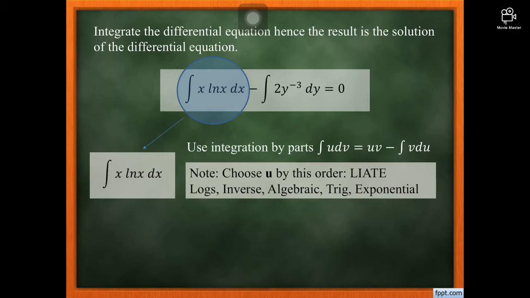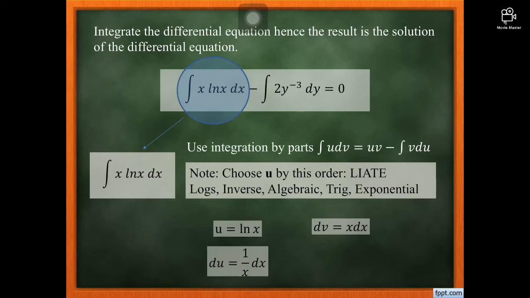So now, do we have a log in that problem? Yes, the ln x. So we need to choose ln x as our u. And that gives us dv as x dx. In the formula for integration by parts, we also need the du and the v. So du is equal to 1 over x dx, while v is equal to x raised to 2 over 2.